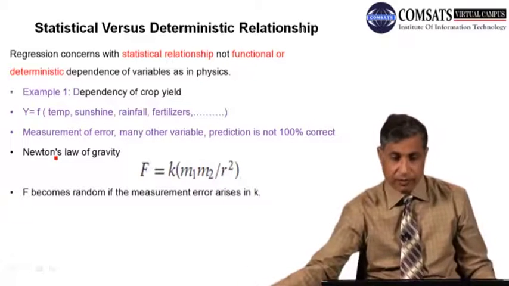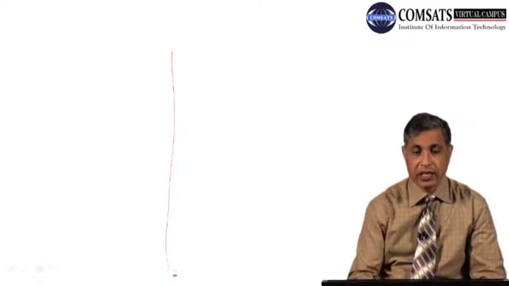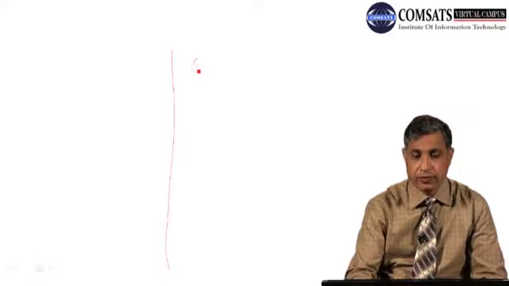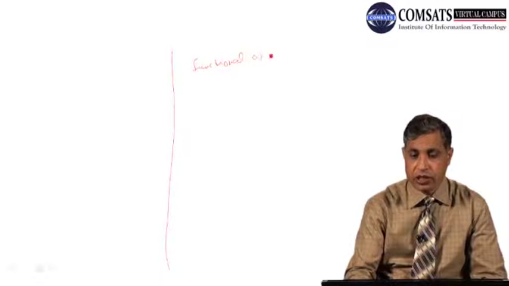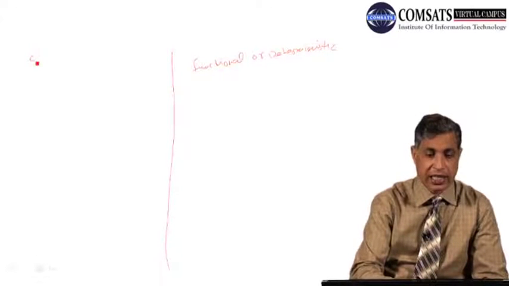How can we give an example, the same example from there? Look here. We are taking two trends. Here, this is functional or deterministic, and on the other hand, this is statistical.